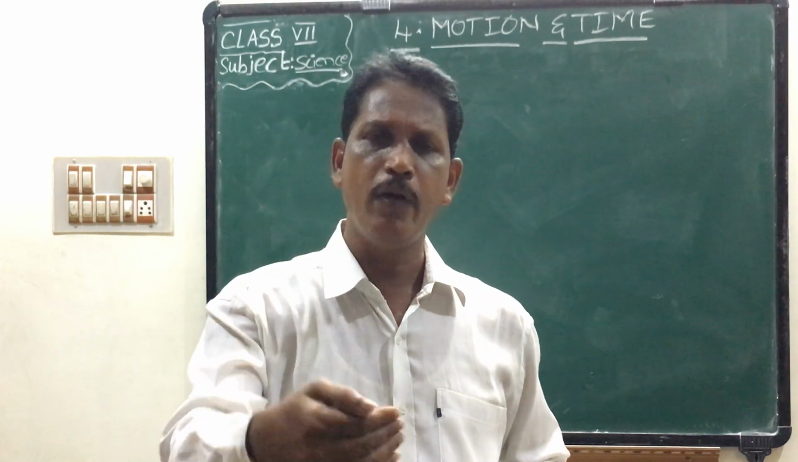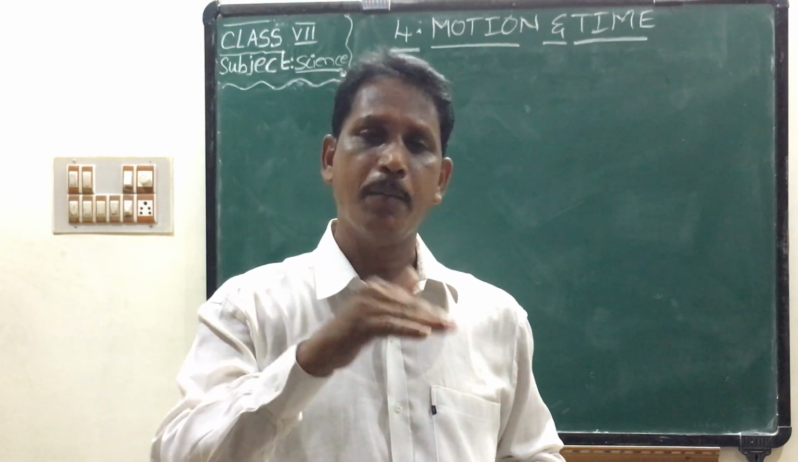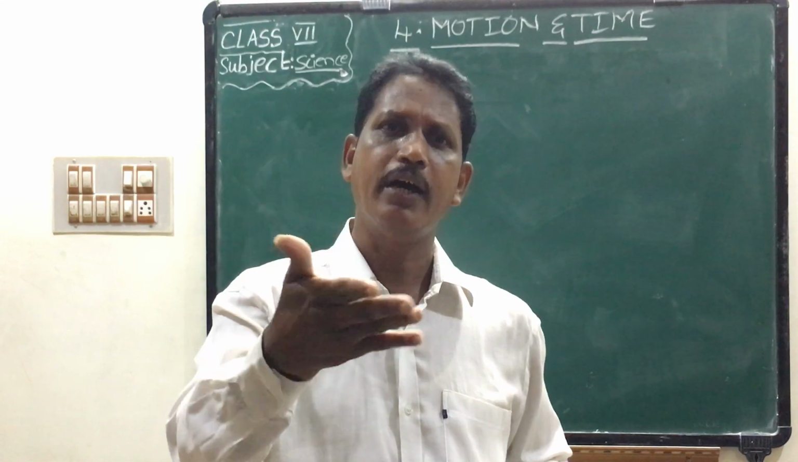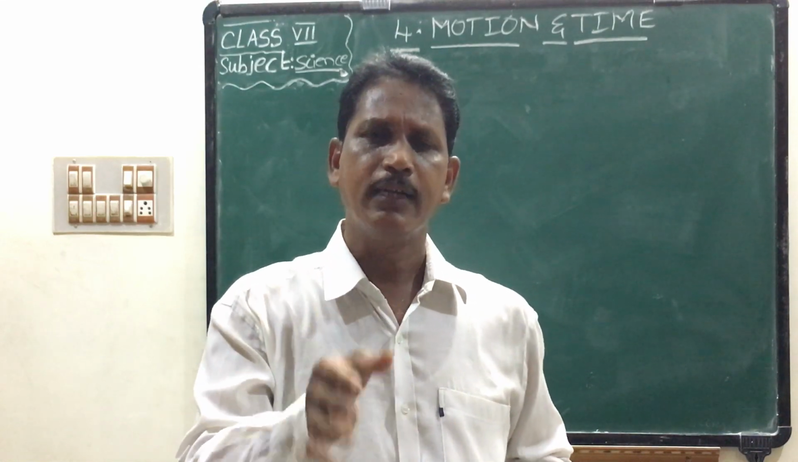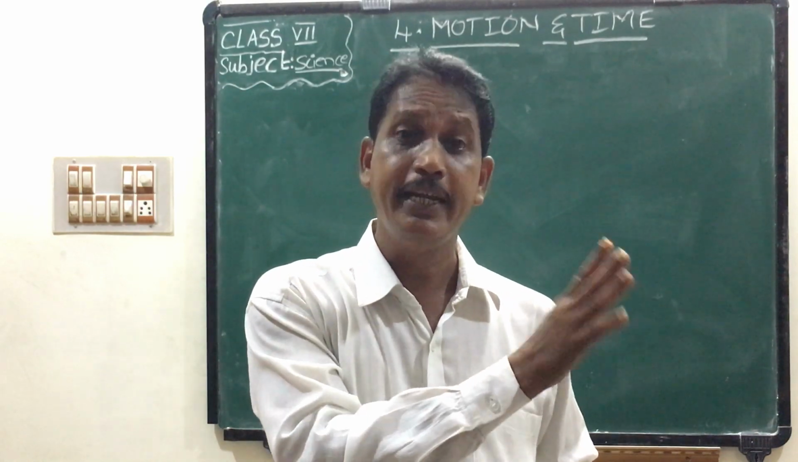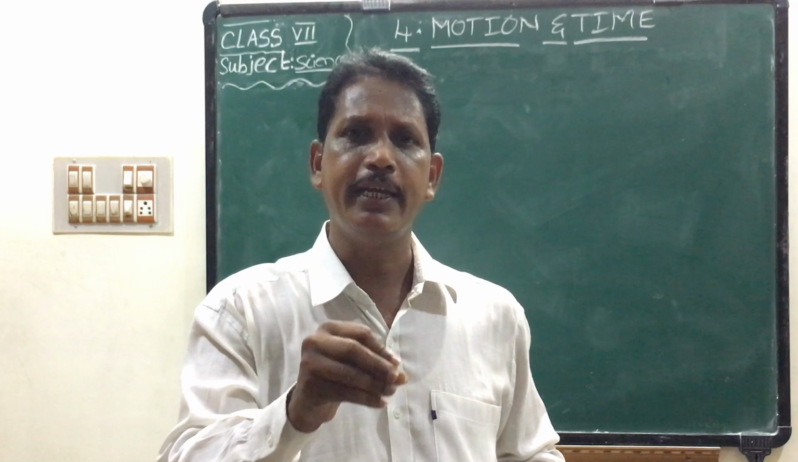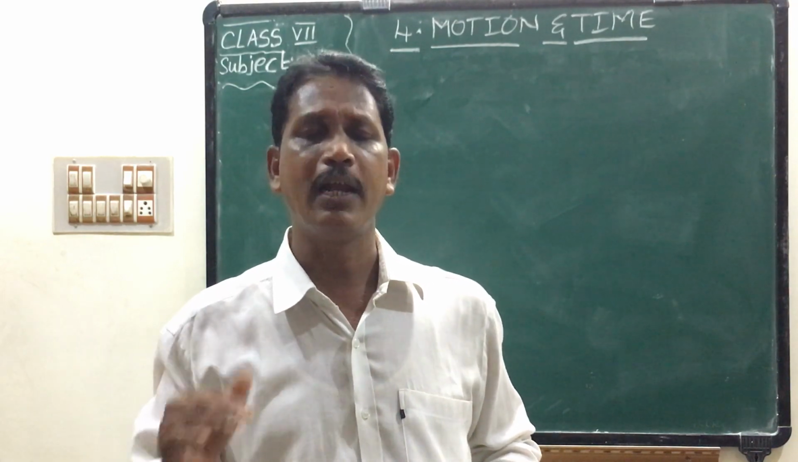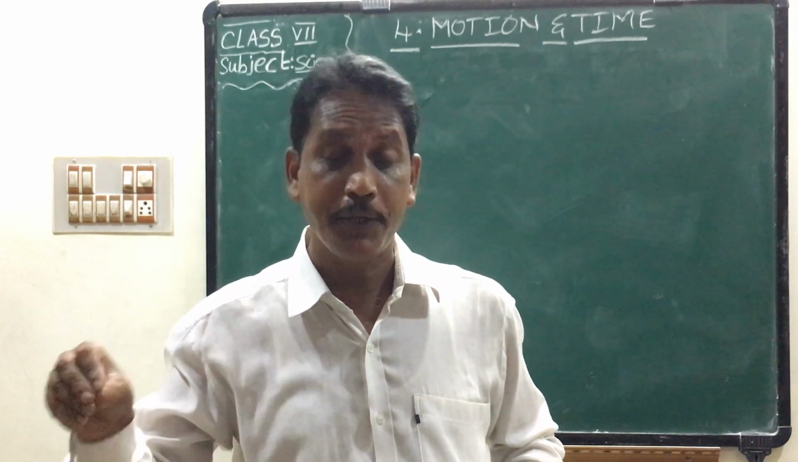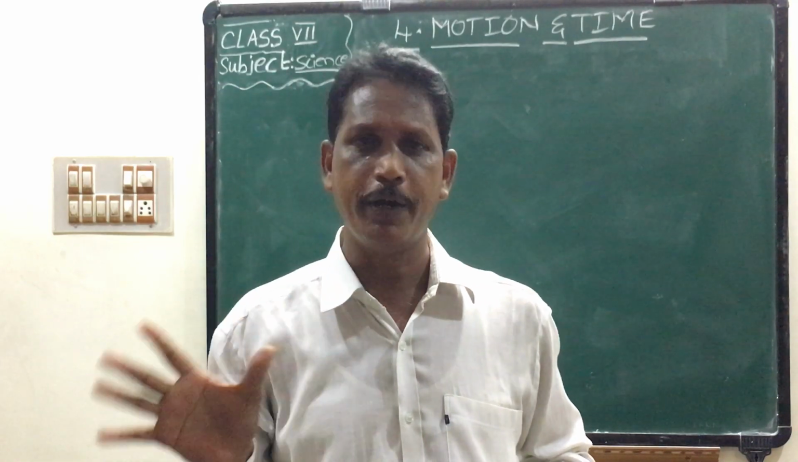What is meant by uniform motion of a body? If a body, or object, or any car or vehicle covers equal distances in equal intervals of time, then that body is said to be in uniform motion. That is uniform motion of a body.